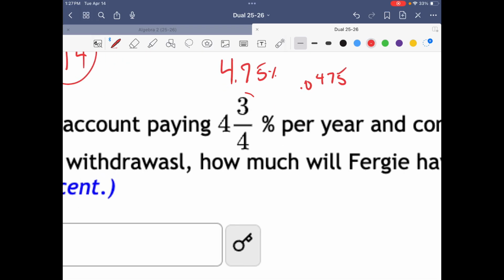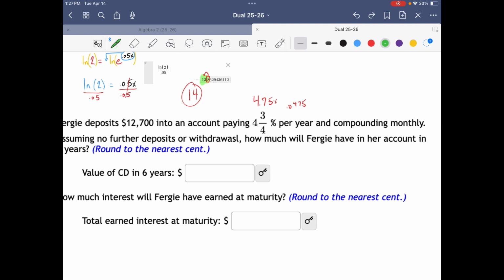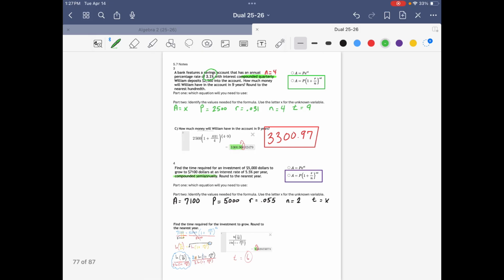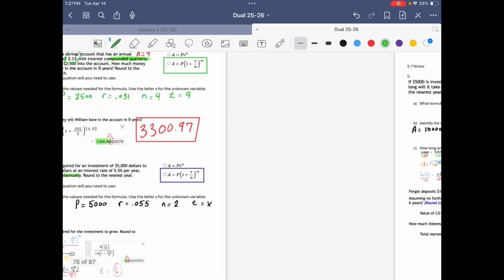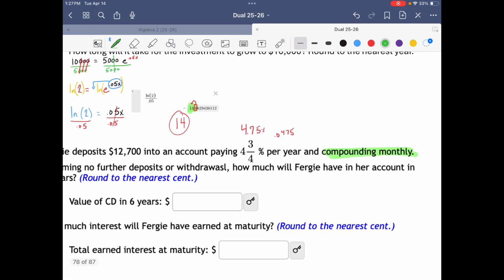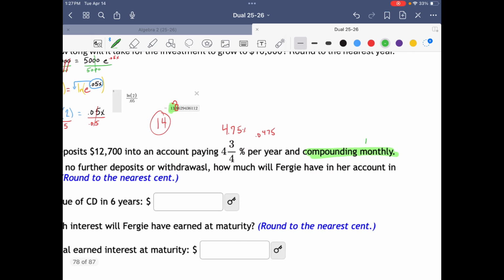If you get stuck with this, I hope you don't, but if you did, you could just put 3/4 in the calculator, give you 0.75, and then it's 4.75. You know what I mean? Okay. So I got that. Compounded monthly. Compounded monthly means we're going to be using the second formula on all these pages, right? We'll be using this formula right here. That's the formula we need, right? Copy it, paste it, whatever you got to do. That's the formula we'll be using. Compounded monthly. Monthly means n equals 12.